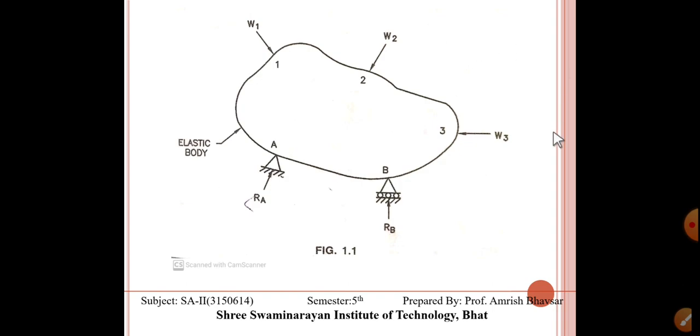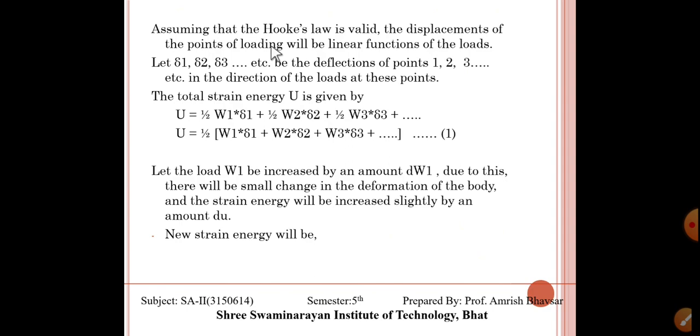Now, assuming that Hooke's law is valid, the displacement of the point of loading will be a linear function of the loads. Let delta 1, delta 2, delta 3, etc. be the deflections of the first point, second point, and third point in the direction of load at this point, that we know. Now, the total strain energy stored in the body is 1/2 of W1 into delta 1 plus 1/2 of W2 delta 2, same way up to n, right?